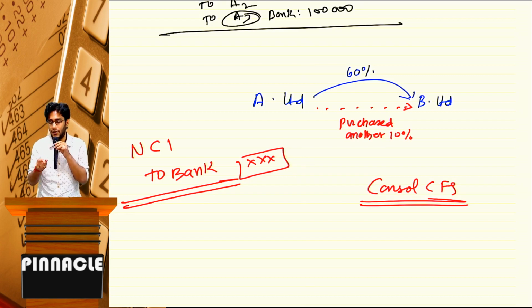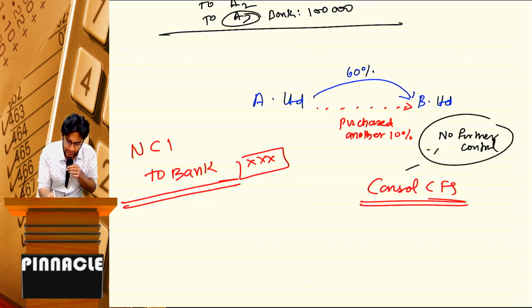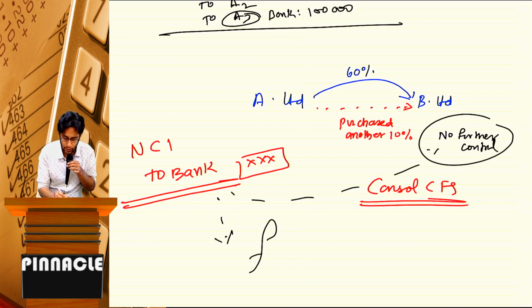You have only 3 choices, sir. Operating, investing, financing. Okay, I purchased an investment, so it should be investing activity. But think another way: I paid money to NCI. Who is NCI? An equity participant in consolidation. When you pay money to equity participants, which activity? Financing activity. This is correct. There is no further control obtained, control already existed. It is a transaction with NCI. This will be reported as a financing activity.